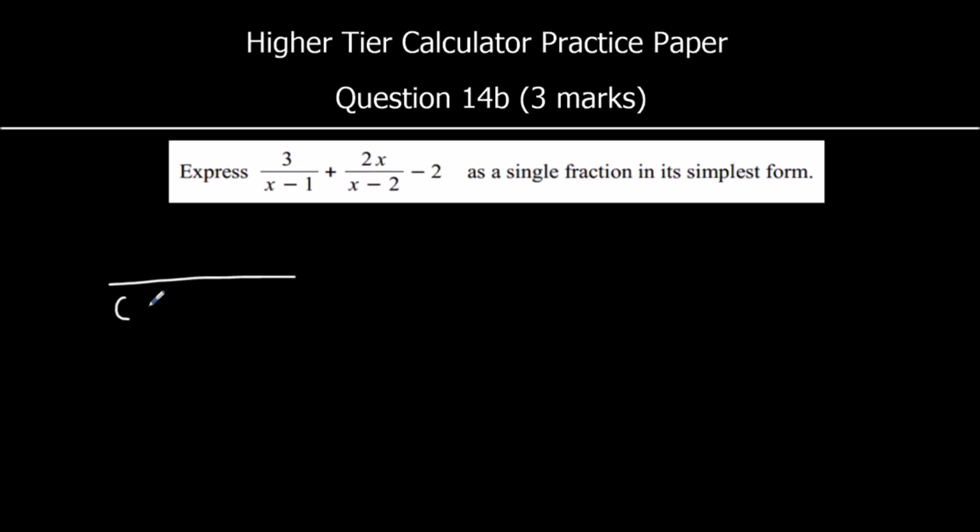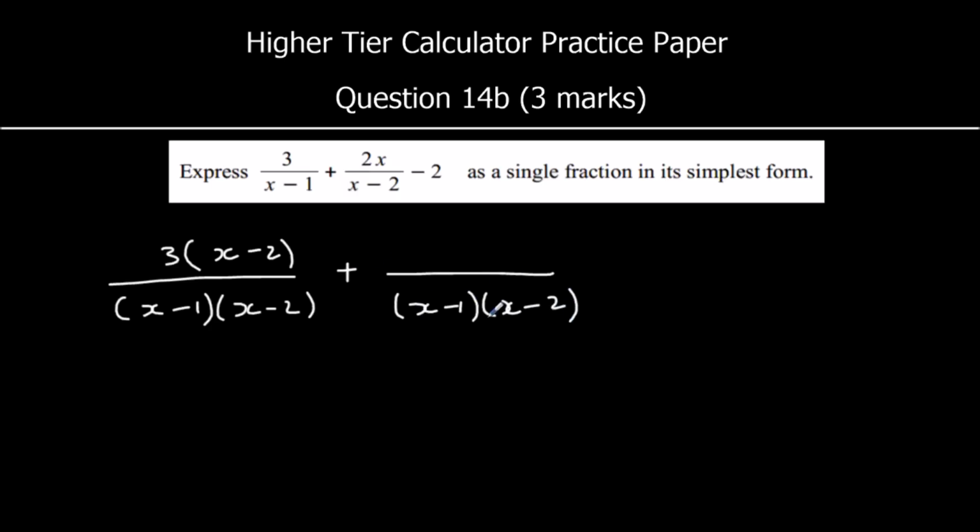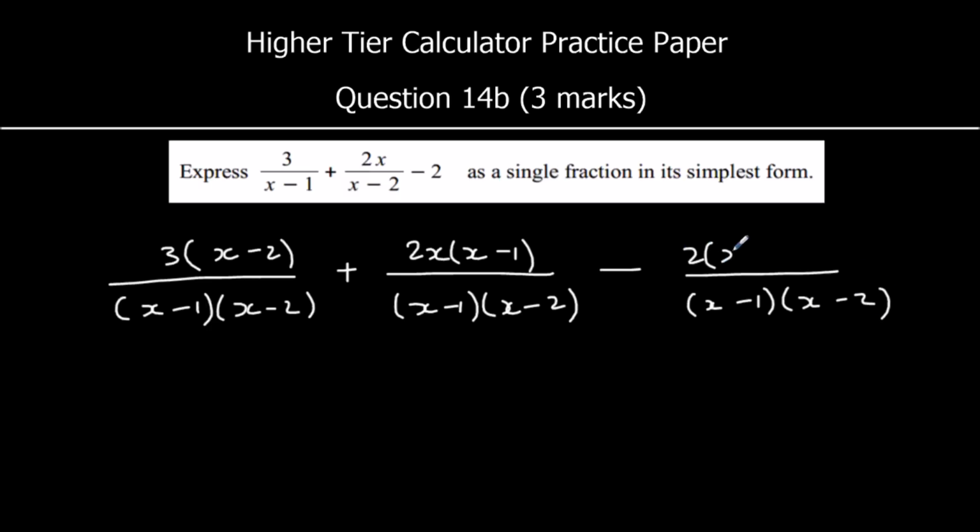So for the first fraction, we're going to have 3. If we multiply the bottom by x minus 2, we have to multiply the top by x minus 2. For the second one, we have to multiply the bottom by x minus 1. So we times the top by x minus 1. And for the 2, we have to multiply the top and the bottom by x minus 1 and x minus 2. So we're going to have 2 times x minus 1 times x minus 2 over x minus 1 times x minus 2.